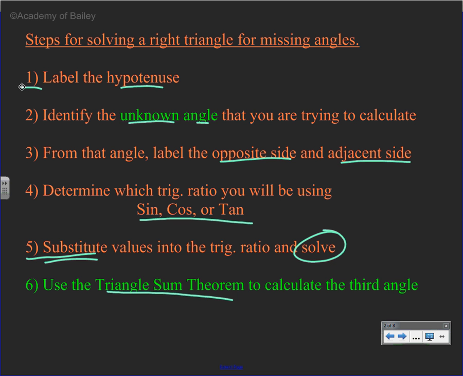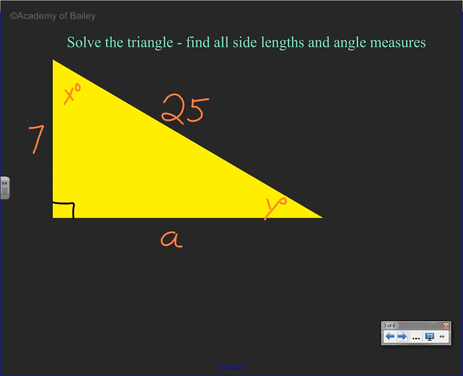So let's go ahead and move on and do some of these. This says solve the triangle, find all side lengths and all angle measures. Okay, find all side lengths and all angle measures. Well, let's find the angle measures first. We know we have two side lengths, so as before, if we have two values that we know, we can always find the third value.